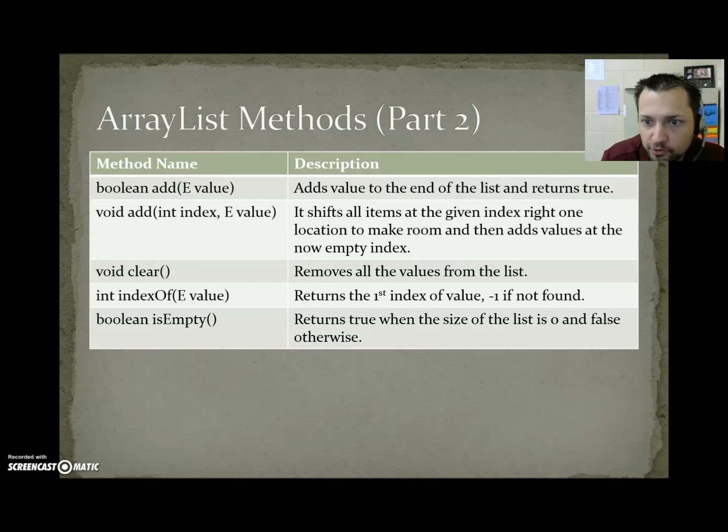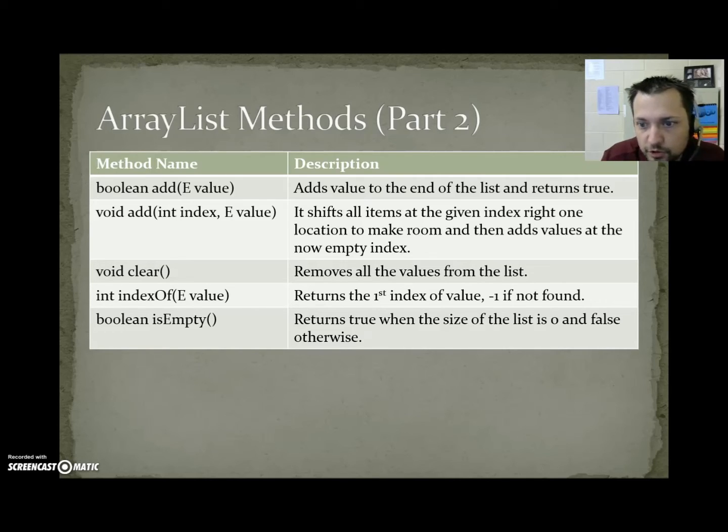Void clear destroys all the items in the list. It drops everything from the list. int indexOf(value) returns the first index that has the value that you sent. It'll return -1 if it cannot find that value, just like indexOf with String.